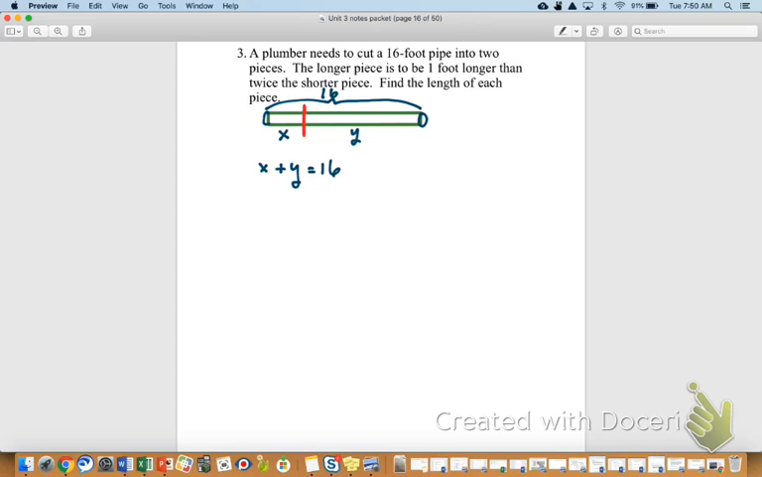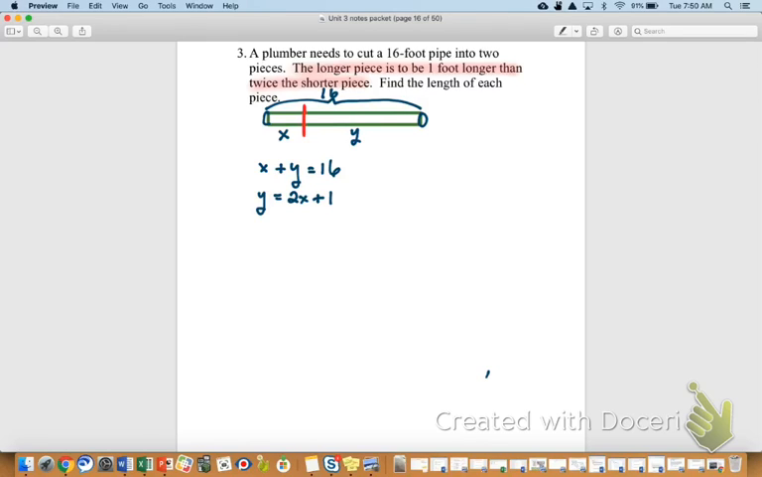And then the other equation would be generated from this statement that I'm highlighting in red, which says the longer piece is to be 1 foot longer than twice the short piece. So the long piece is y, and that is 1 foot longer than twice the shorter piece. So twice the shorter piece would be 2x, and 1 foot longer than that would be plus 1. So like I said, you could set this up without a system, but because we're practicing systems, I thought I'd set this up with a system.